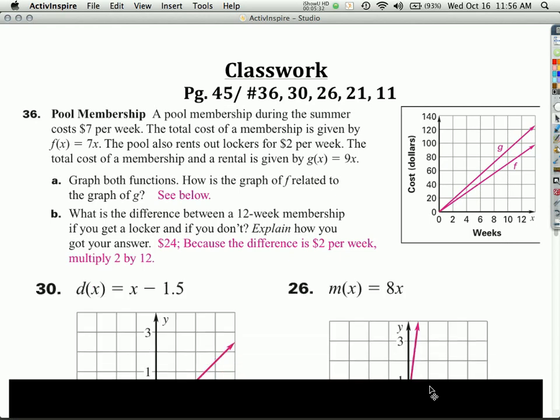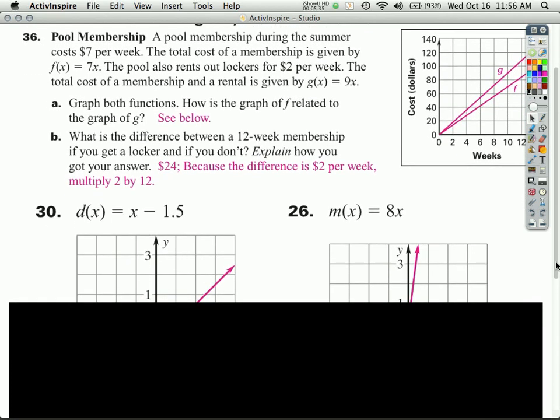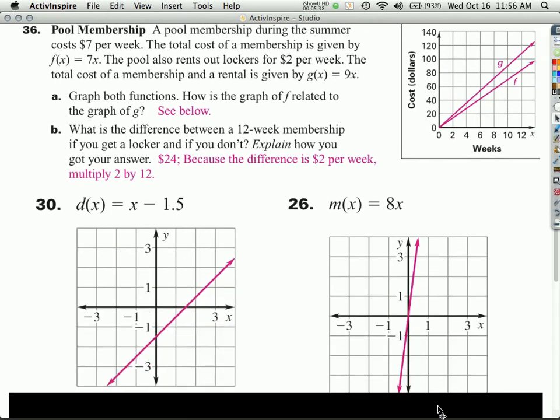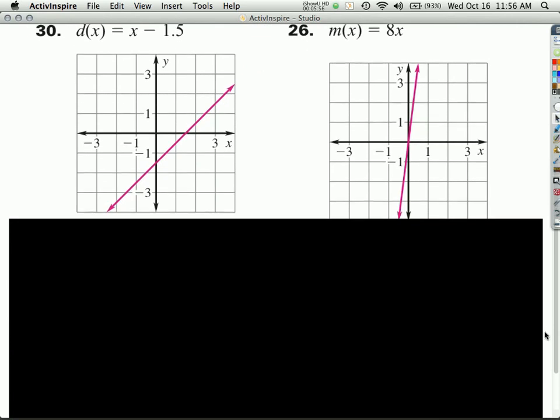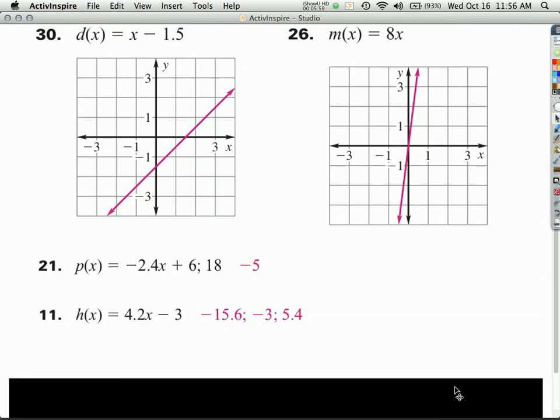Number 30, remove this. Number 30, you were asked to graph, and number 26, you were asked to graph. And number 21, and number 11. So I'm going to open up the floor for questions. We'll start with Hezekiah and then Kamoy.